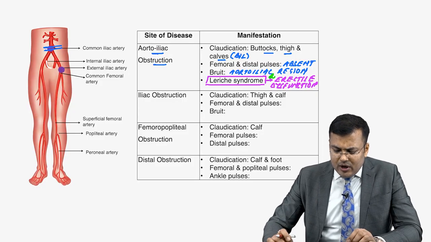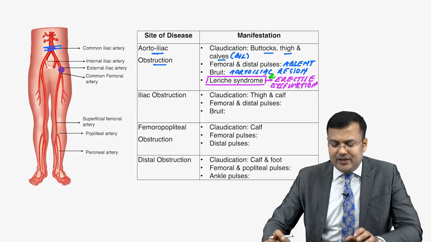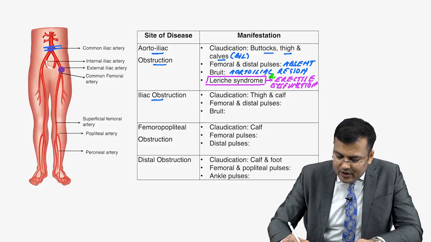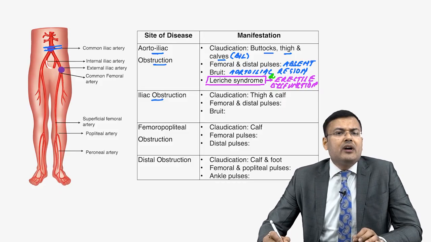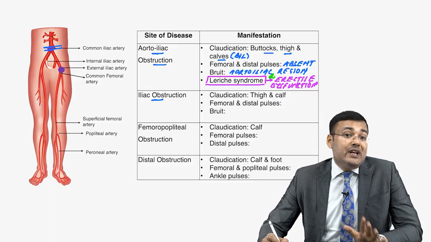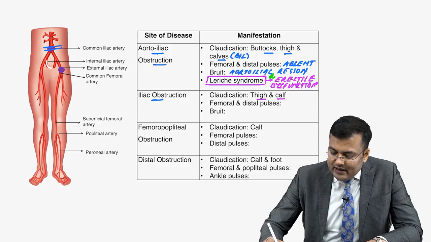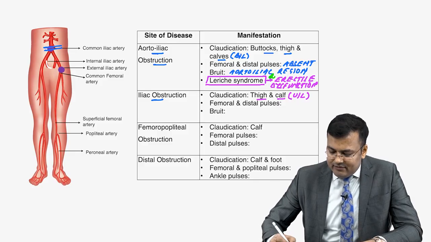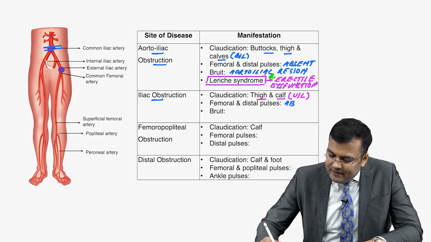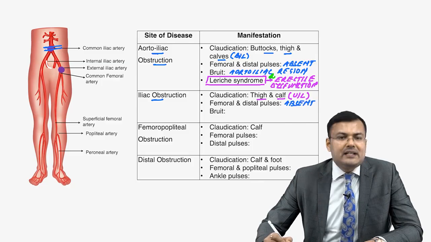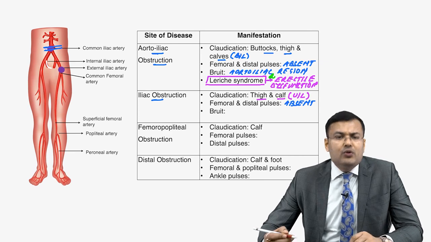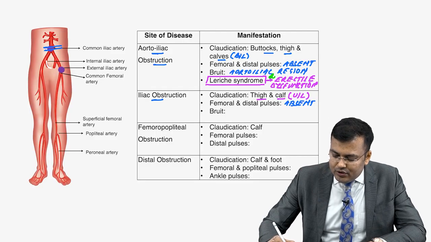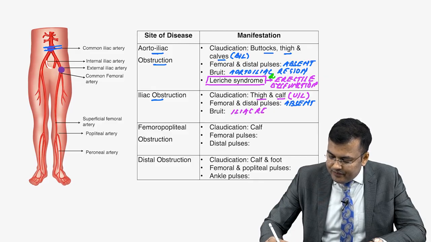Next, suppose the obstruction is at the level of the iliac artery. Here you can see if there is iliac obstruction, right? In this case, again, there will be claudication unilaterally, in the thigh and calf, but it's unilateral. Similarly, the femoral and distal pulses will be absent in the affected limb, so obviously unilaterally in the affected limb. And where is the bruit? Bruit is over the iliac region. You can hear the bruit over the iliac region, right?